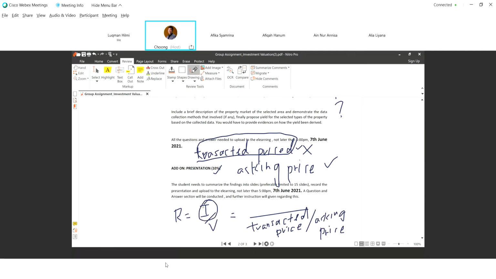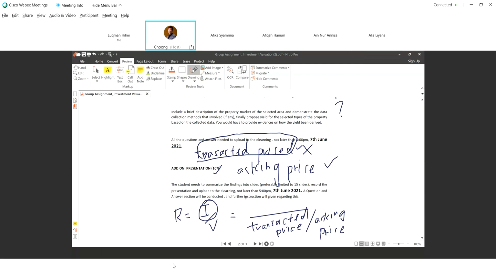Plus, how do you get the income? How do you get the income? Anyone? Yes, Roman. Well, how do you get the income? What is the income? What is the income for this property? Kalau residential property, what is the income? Yes. It's rental.